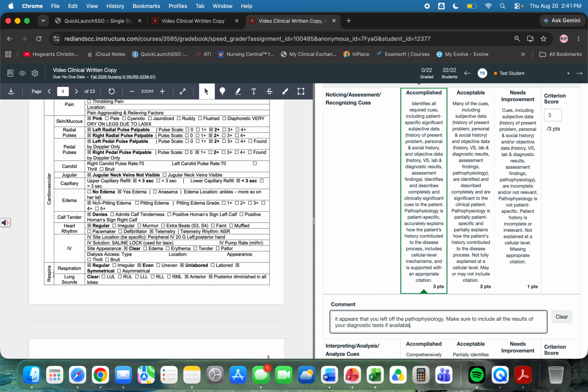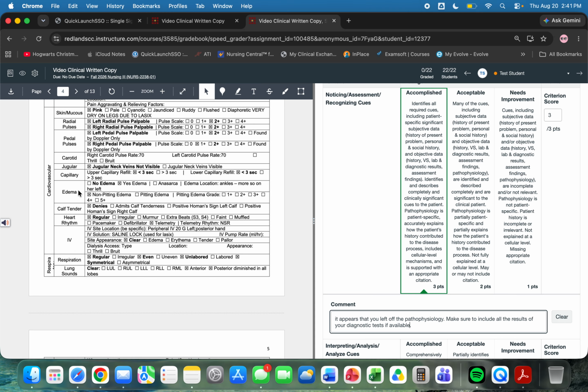I would be a little confused about this piece right here, because she put yes edema, but then she also put non-pitting edema. So maybe the patient just had slight edema. I would just like to clarify that.